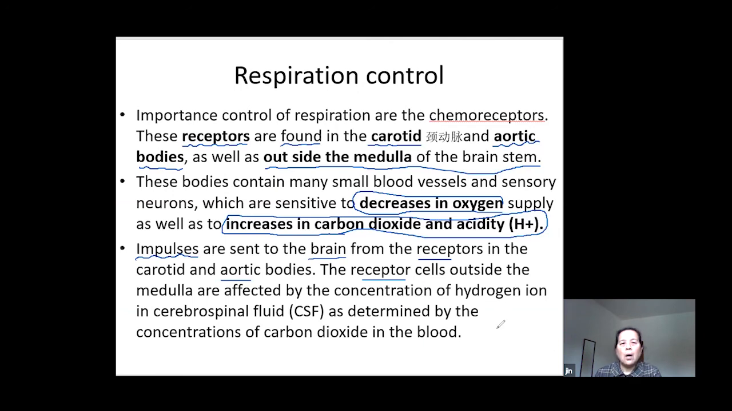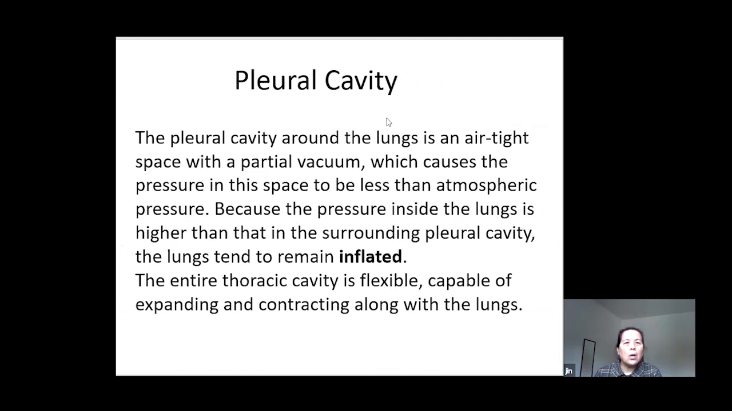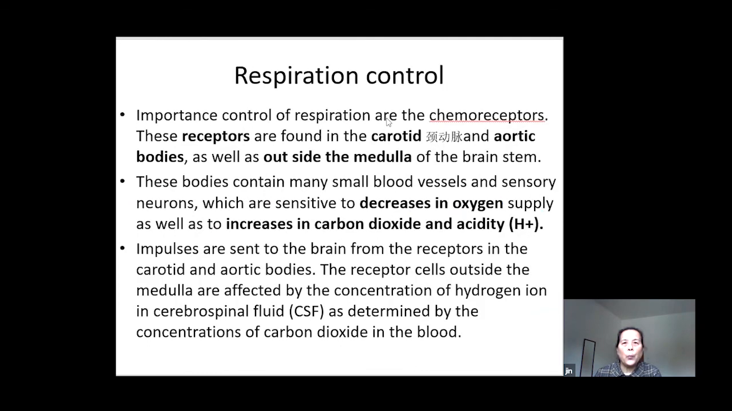Also, the cerebrospinal fluid can have some changes, and can also have some balance control because of its changing. So that's basically about our respiration control.